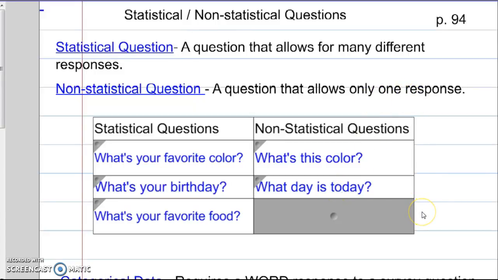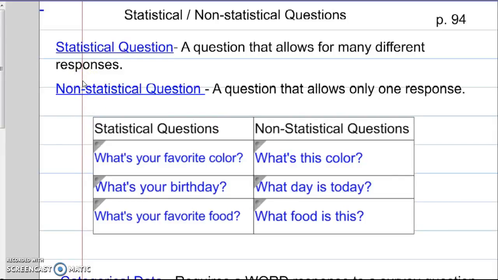Make sure you have this question. What day is today? If we ask that question, everybody would give the same answer. Today is Sunday or today is Monday. And finally, the third non-statistical question that you should have in your table is, what food is this? So we would be referring to a particular food. Make sure that you have all of those notes and your table on statistical and non-statistical questions.